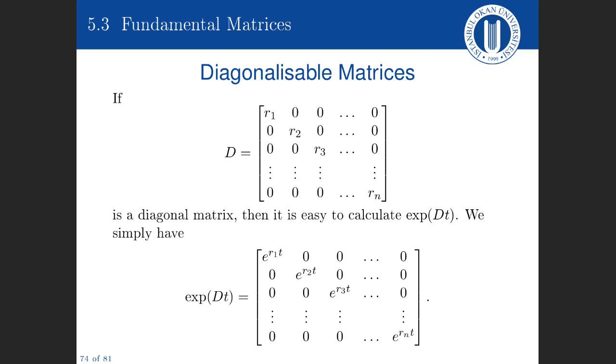Next idea, an idea we're going to be using in the next lesson. Let me remind you about diagonalizable matrices. If we have a diagonal matrix, that's a matrix where every element which is not on the main diagonal is 0. We can have any number that we want on the main diagonal. Then it's easy to calculate the exponential of this matrix because we just get e to the power r1t, e to the power r2t, etc. down the main diagonal, and 0 everywhere else.